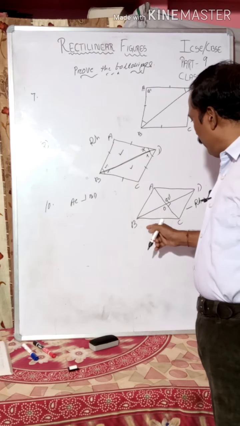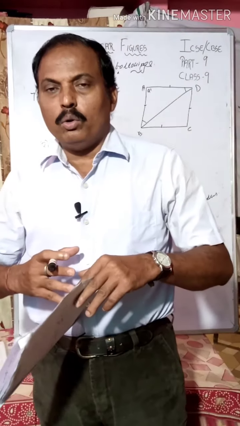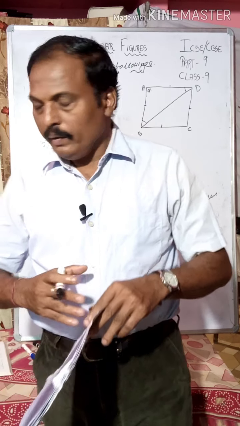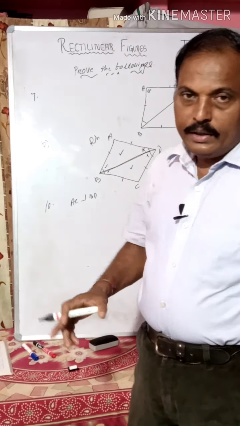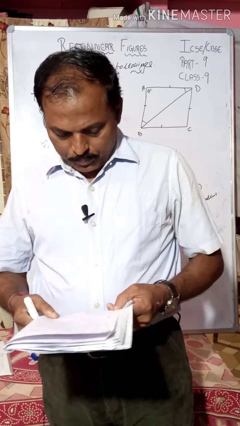So this is a parallelogram. If we compare two triangles, then if all sides are equal, then it will be a rhombus. Then 11.